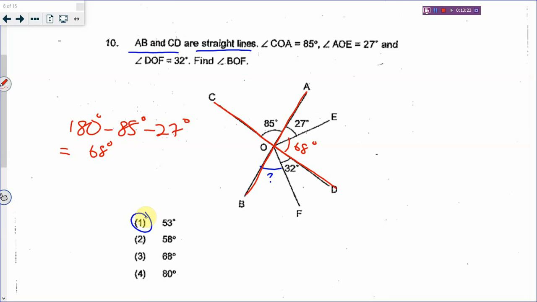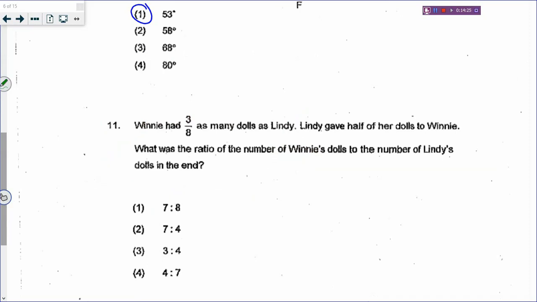So what do you do? You take 180 degrees minus 27 minus 68, and you also minus 32, and you get your question mark. So what do you get? You will get 53 degrees. So the question mark is 53 degrees. Okay, question 7, and your answer is number 2.